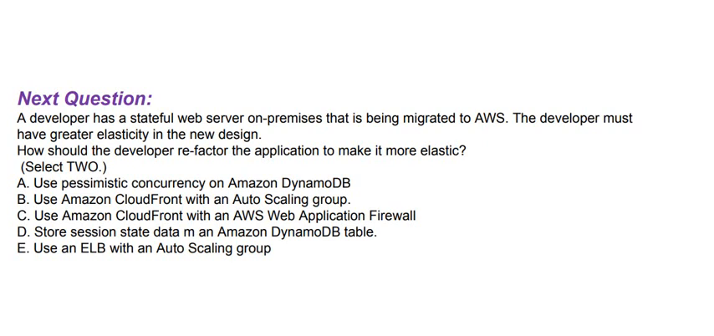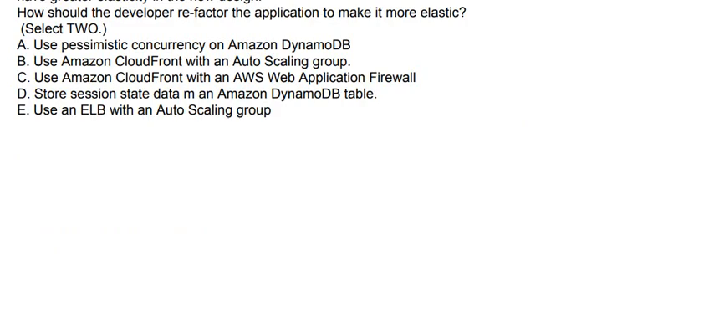Use pessimistic concurrency on Amazon DynamoDB. Option B. Use Amazon CloudFront with an auto-scaling group. Option C. Use Amazon CloudFront with an AWS Web Application Firewall. Option D. Store session state data in an Amazon DynamoDB table. And option E. Use an ELB with an auto-scaling group. The correct answer is option D and E.